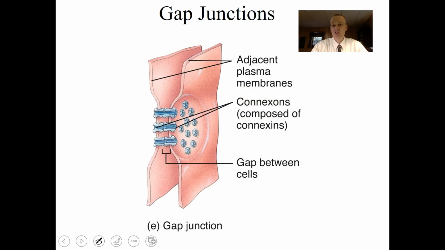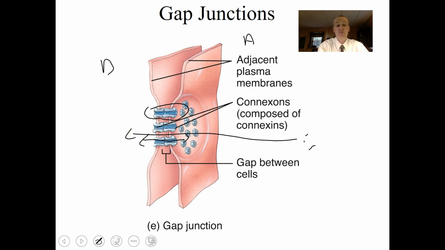Gap junctions are very specialized, and they're composed of proteins called connexins that form little pores that molecules can move into and out of, between cell B and cell A. So we can have molecules over here, they can move through those pores and go over to B, and vice versa, they can go from B over to A.